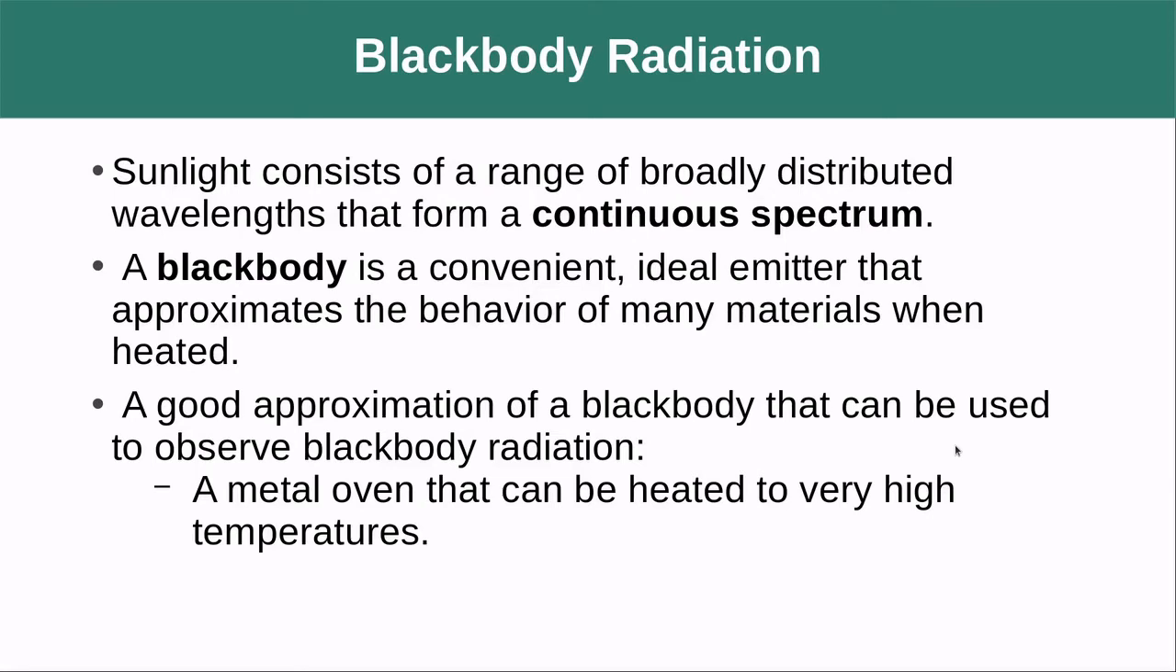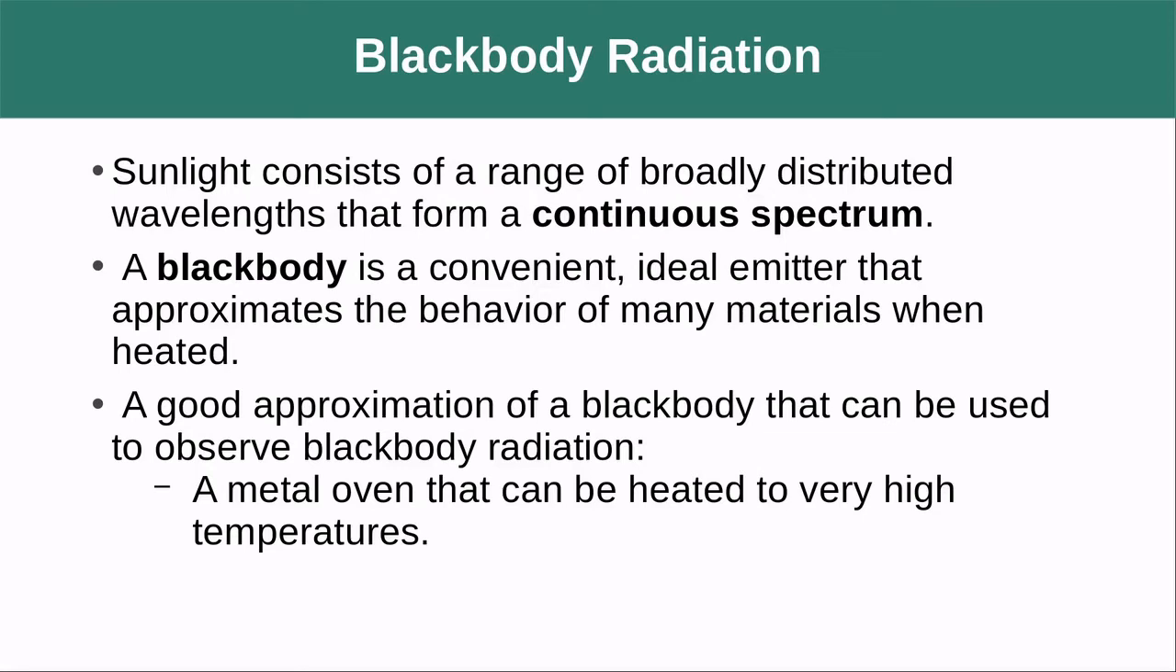Black body radiation. I'm going to mysteriously state that sunlight consists of a range of broadly distributed wavelengths that form a continuous spectrum. So we have a continuous spectrum coming from sunlight. A black body is a convenient, ideal emitter that approximates the behavior of many materials when heated. So if the sun is producing light from being heated, maybe we can use the idea of the black body to model that.